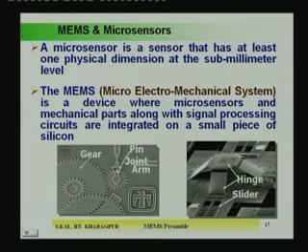On the other hand, MEMS, or micro-electro-mechanical system, is a device where microsensors and mechanical parts, along with signal processing circuits, are integrated on a small piece of silicon. In earlier days, sensors and circuits were not integrated on silicon, but if you integrate both, then it is known as a micro-electro-mechanical system. Mechanical means the actuation part. Actuators will be there as well as the sensor part along with the circuits. That is the MEMS.